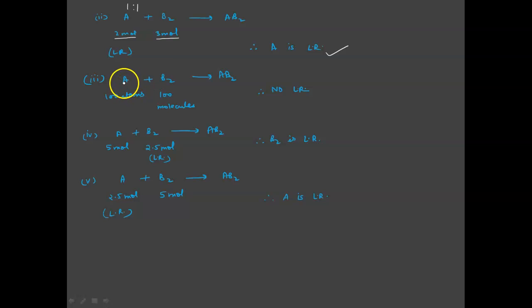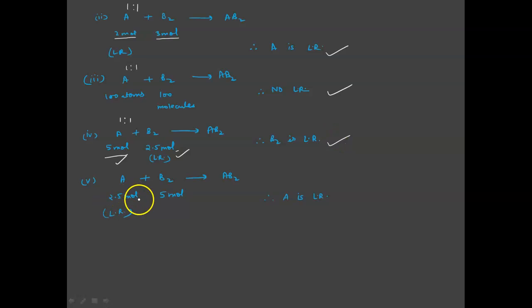Now next is 100 atoms of A and 100 molecules of B2. Here the ratio is 1:1 for atoms of A and molecules of B2. So 100 is to 100. No LR, no limiting reagent, because the ratio is 1:1 for atoms of A and molecules of B2. Now comes 5 mole of A and 2.5 mole of B2. Now here 1:1 is not maintained, because if A is 5, B2 should be 5, but here it is 2.5. So B2 is limiting reagent.